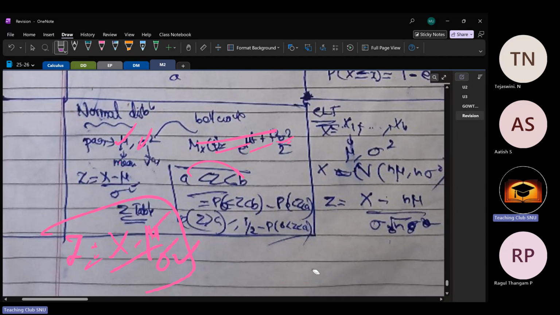So in that case, what do you do? You take the value from 0 to B. You take the value from 0 to A, right? You subtract it. You get easily the area between A and B. That's it. Yeah. That is going to give you the answer.